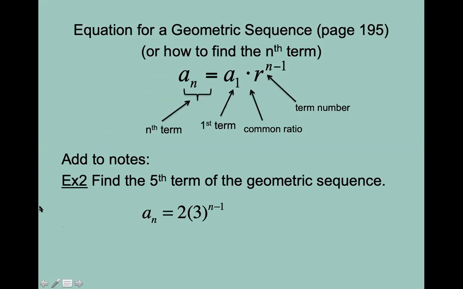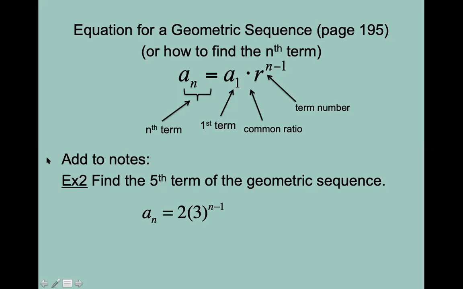All right, so the form for the equation of a geometric sequence, this is on page 195, or how to find the nth term. The nth term formula in this case is a sub n, right? Remember we talked about those subscripted with arithmetic. A1 is your first term, R is the common ratio, and n minus 1, that's going to get us our term number. So we're going to try one of these, add this to your notes on 195. Find the fifth term of the geometric sequence.